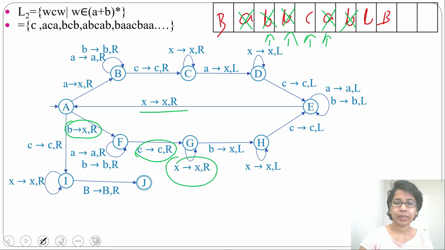Then here for x, x will be x, will move right. Next the right header will be here. So this b will change to x and it will move left. We are at state h. It may see more x. So x will be x and it will move left.